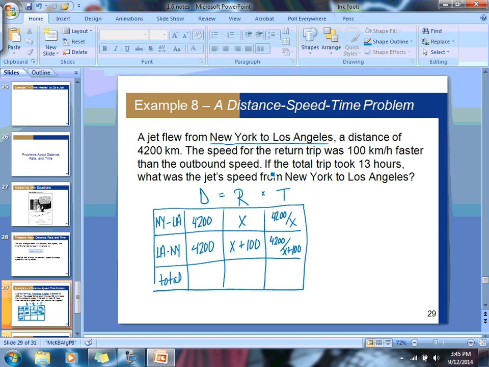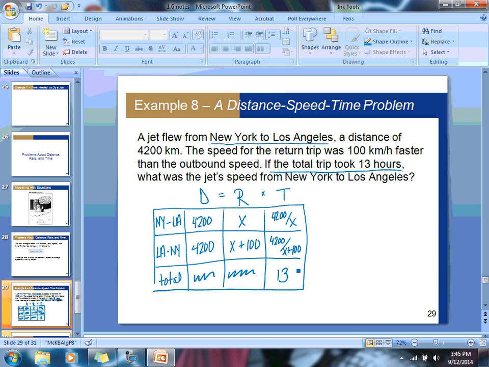Now they also tell us that the total trip took 13 hours. So in my time column, all the way at the bottom, that's where I'm going to put my total. My total was 13 hours. I don't need to really worry about a total distance or a total rate, because for time, I have enough information here. I have this whole column filled up for time. So I'm going to use all of those pieces to make my equation.